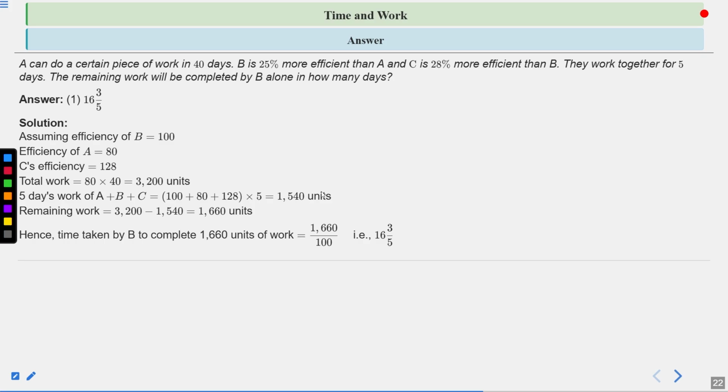Now the question is, this work is done by B in how many days? We know the efficiency of B, which is 100 units. So just divide it: we get 1660 upon 100. In a mixed fraction we can write it as 16 and 3 by 5 days. So the first one is the correct answer of this question. Next one.